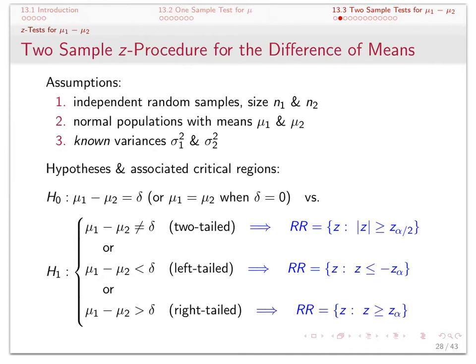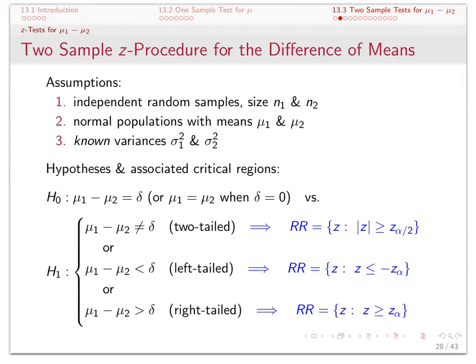Or an alternative that would say mu1 minus mu2 is less than delta. That will be our left-tailed test. And the rejection region for that type of test will be the set of all z values where z is less than or equal to negative z alpha. And then the last option would be that mu1 minus mu2 is greater than delta.